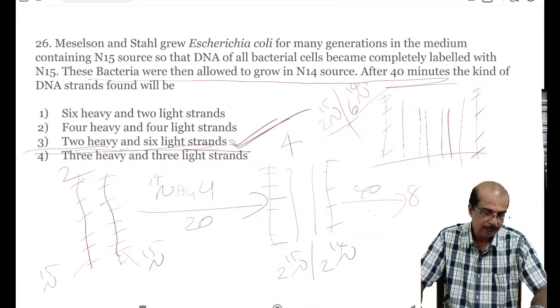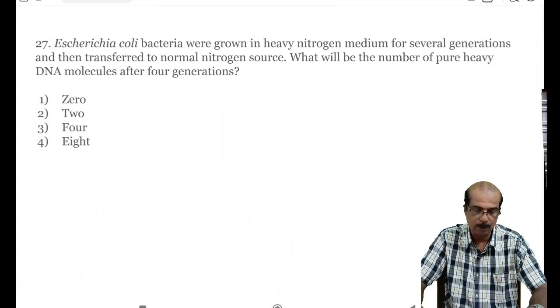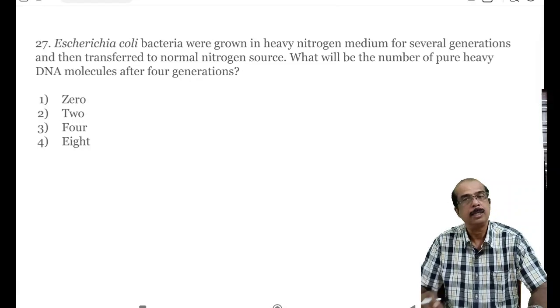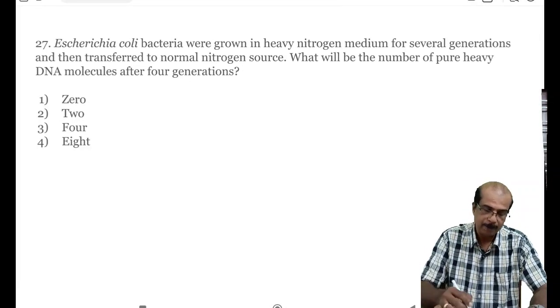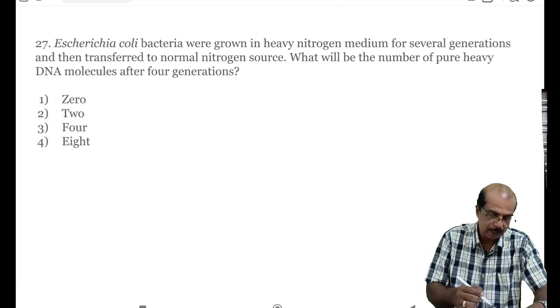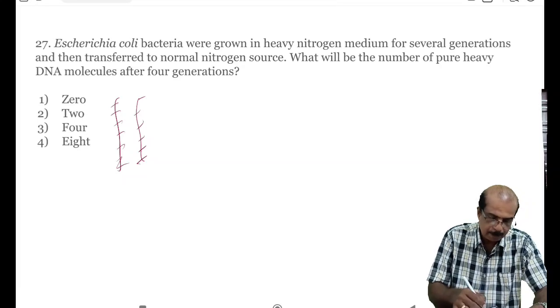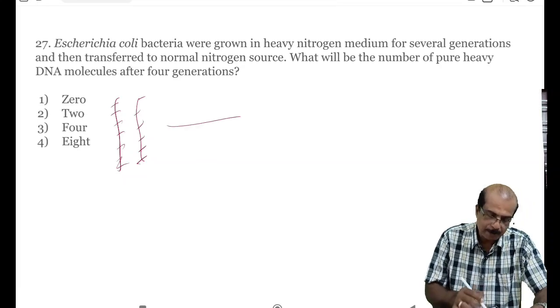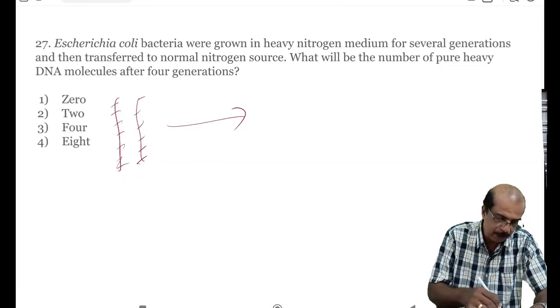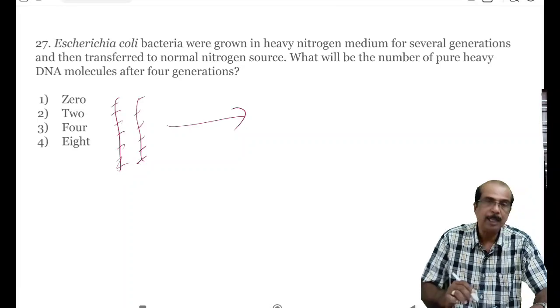Moving to next question. Escherichia coli bacteria were grown in heavy nitrogen. And again, that type of question in new format. Heavy nitrogen, several generations, then it's transferred. Here first it is heavy nitrogen, 2 strands. Both strands are incorporated with N15 isotope of nitrogen.